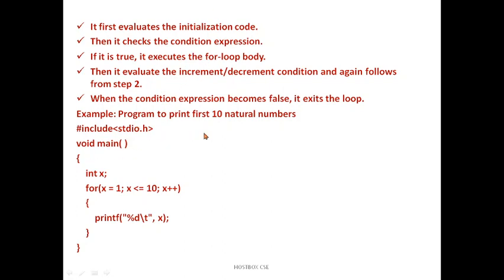Let's take an example program to print the first 10 natural numbers using C programming. I'm writing the program here: int x, then I'm using the for loop where I'm going to initialize x equal to 1, x less than or equal to 10, x plus plus. So instead of while we are using the for loop here, just the difference. Then printf percentage d slash t, comma x.